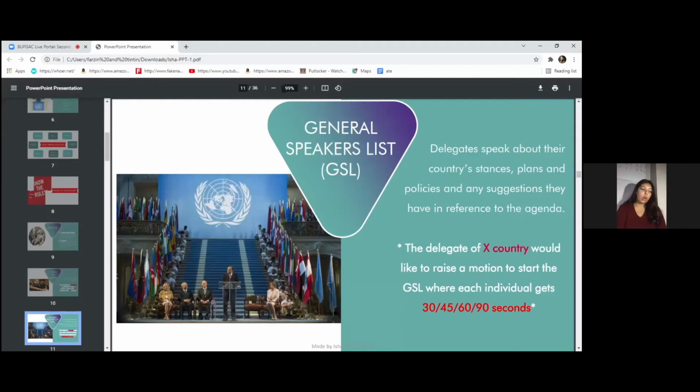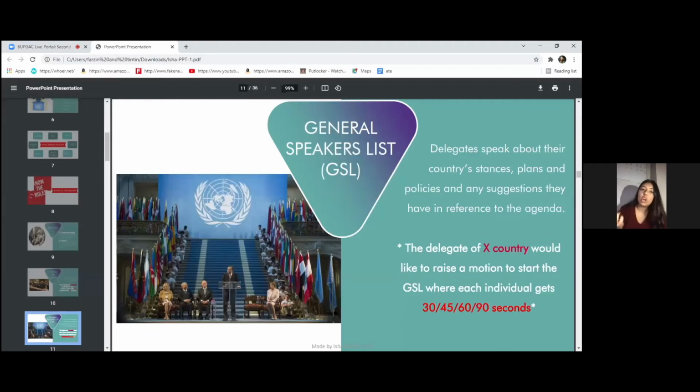Then we have the GSL. When you raise a motion for the agenda, the committee goes into a voting session. To approve the agenda, it should be a simple majority, 50% plus 1. The dais members will ask, delegates in favor of the motion, please raise your placard. If you are in favor, you raise it; if not, you put it down. If 50% plus 1 delegates have raised their placards, the motion passes and we move forward.